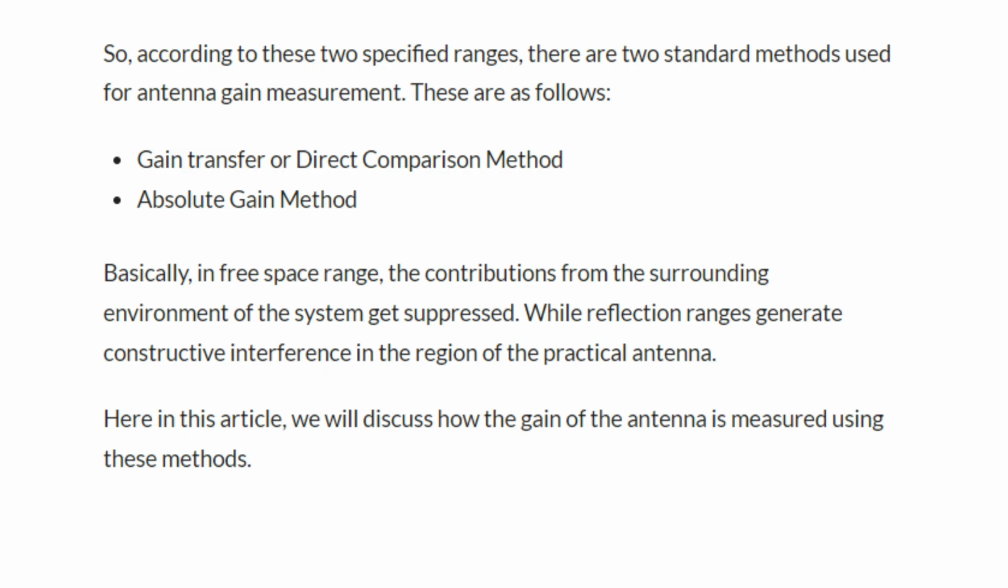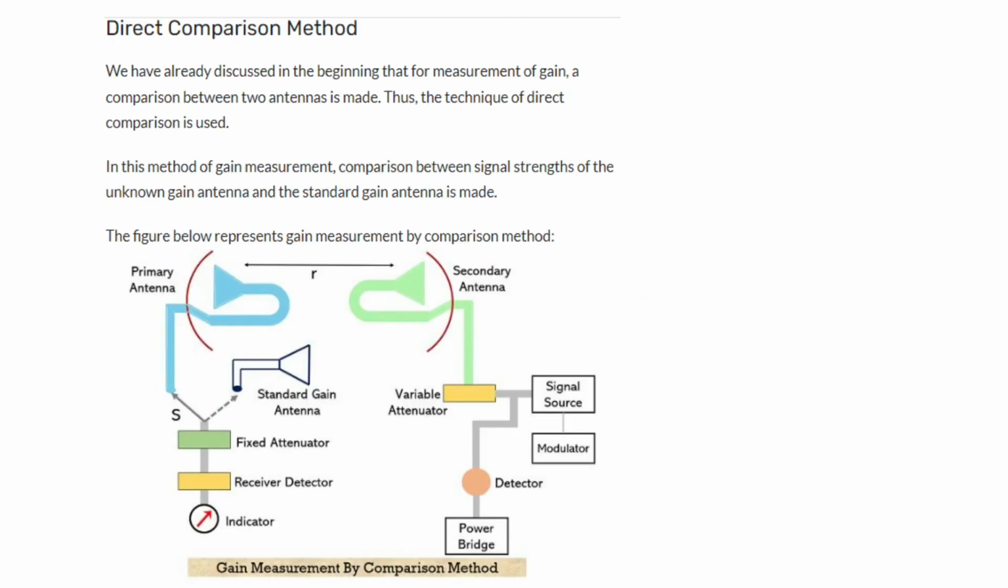Basically, in free space range, the contributions from the surrounding environment of the system get suppressed, while reflection ranges generate constructive interference in the region of the practical antenna. Hence, this article will discuss how the gain of the antenna is measured using these methods. The first one is the direct comparison method. It is explained with a proper diagram.